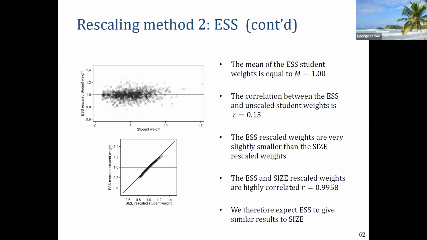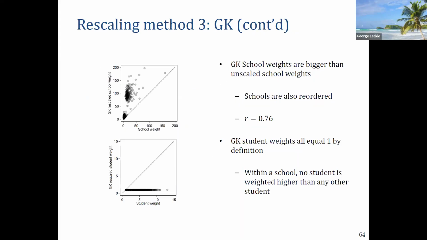And here, these are the rescaled student weights by method 1, the size method, and these are the rescaled student weights by method 2, the effective sample size, and they're almost identical. So we're going to see almost identical results. Whereas the GK ones are very different. The GK weights, here are the school weights, the original ones. The y-axis are when the school weights have been replaced by the GK ones. You can see there's a strong correlation of 0.76, but the schools have been moved around, whereas the student weights are now equal to 1 for every single student.